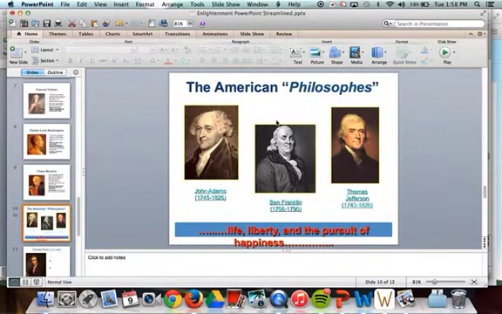So these are the American philosophes, right? Philosophes is the French term that's used to describe a thinker of the time period of the Enlightenment, excuse me. And so you have John Adams, Ben Franklin, Thomas Jefferson. We talk a lot about these guys in the upcoming weeks, so I don't want to belabor the point, but they are important for a variety of reasons.